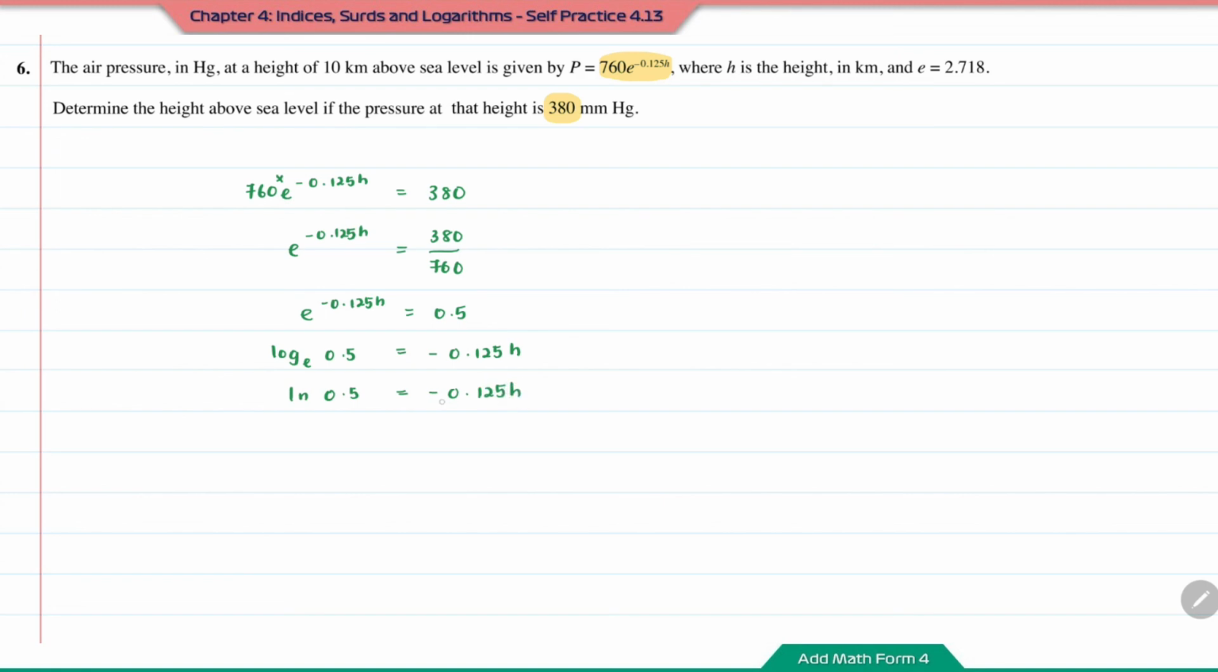Now to find the h, we're going to move this negative 0.125 to the left hand side. Therefore, h is equal to ln 0.5 divided by negative 0.125. So solve this using your calculator and you will find that the height is equal to 5.545 kilometer.